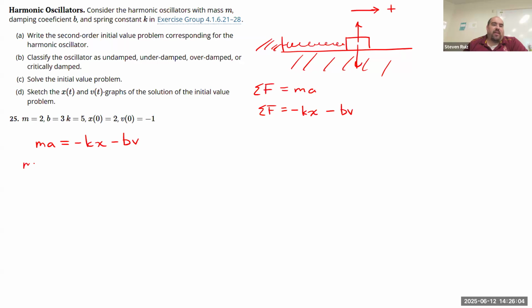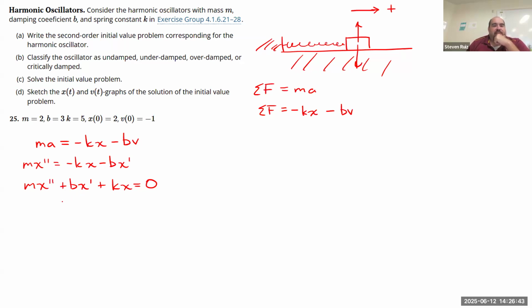So I'm going to rewrite this way: mx double prime equals negative kx minus bx prime. And to make this a homogeneous equation, I'll move everything to one side: mx double prime plus bx prime plus kx equals 0. So just a little background on where this comes from. It all comes from the net force, Newton's second law, basically.